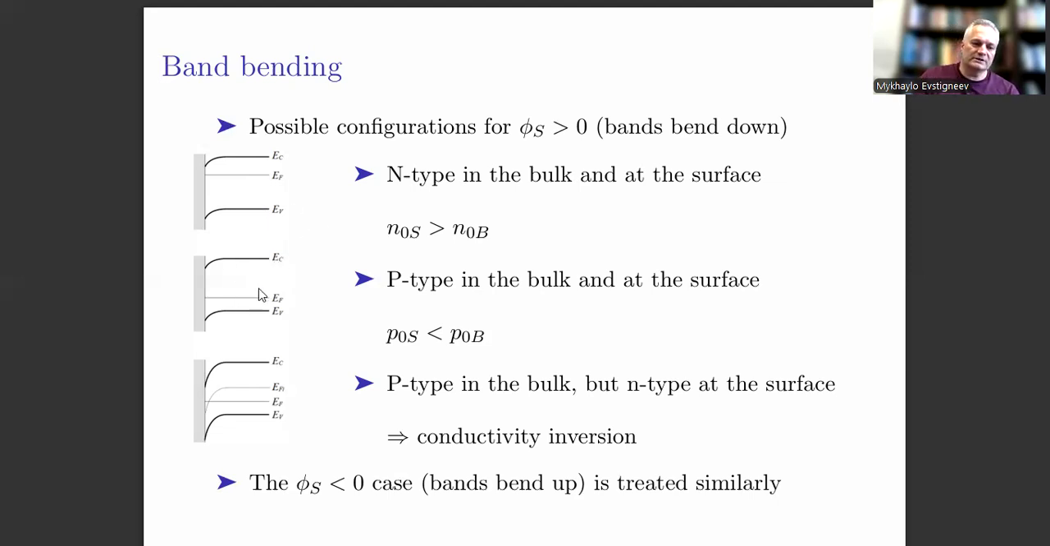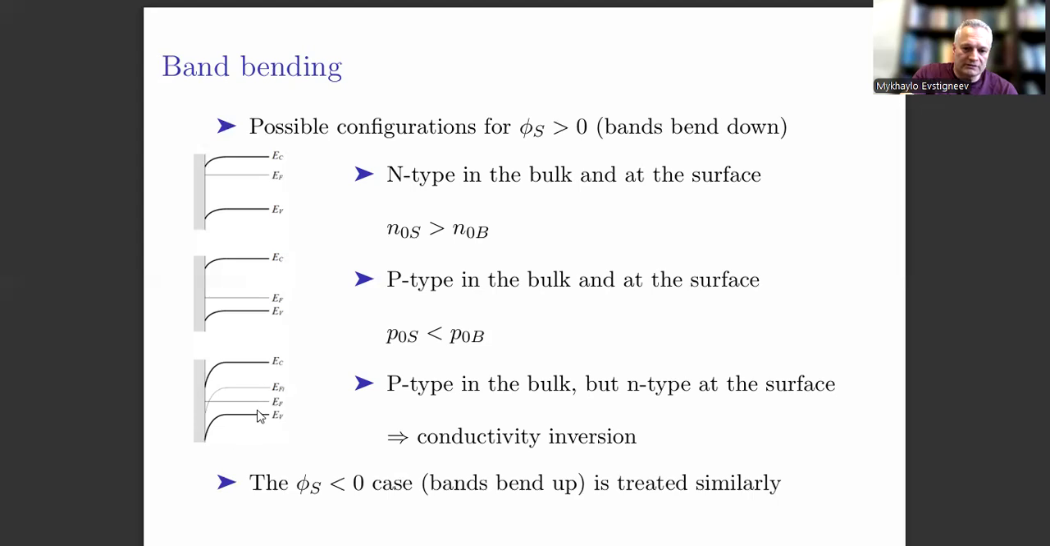If the semiconductor is of p-type and the band bending is not big, then the semiconductor may remain of p-type also near the surface, because the band bending is not too high, but the concentration of holes near the surface will be smaller than in the bulk. But it doesn't need to be like that.